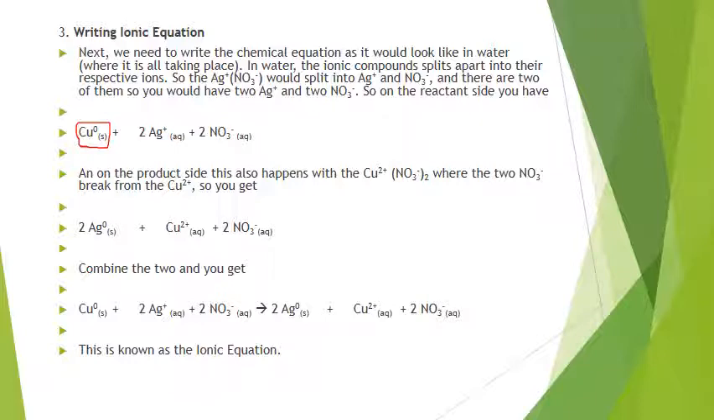Now when you put silver nitrate in the water, the silver nitrate splits apart. So you have Ag plus and NO3 minus. When you put this in water, it splits apart, and it does that twice because you have two of them. If you go back and look at the balanced equation, we have another one.